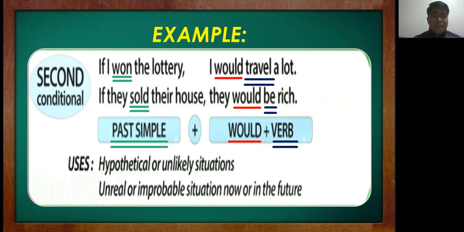Another sample sentence. If they sold their house, you notice if, then the simple past form sold, they would be rich. You use would and the base form of the verb be. So if they sold their house, they would be rich. Simply saying, this is an unlikely situation that is improbable to happen. So that's why the second conditional is intended to mean hypothetical situations or unlikely situations to happen, unreal or improbable situations now or in the future.